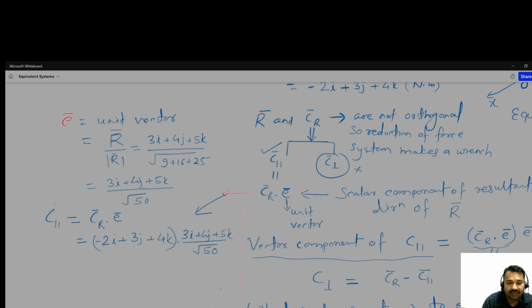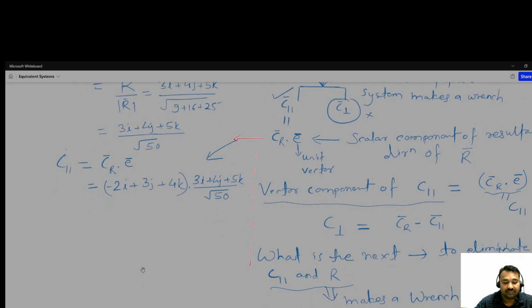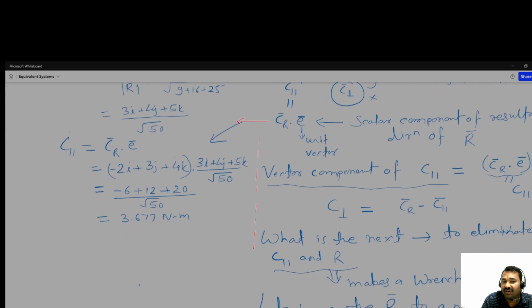Let us separate it. From this we get minus 2 multiplied by 3, which is minus 6, plus 3 multiplied by 4, which is 12, and then 4 multiplied by 5, which is 20, divided by the square root of 50. This equals 3.677 Newton meter. So the scalar form gives the magnitude of the parallel component of the resultant.